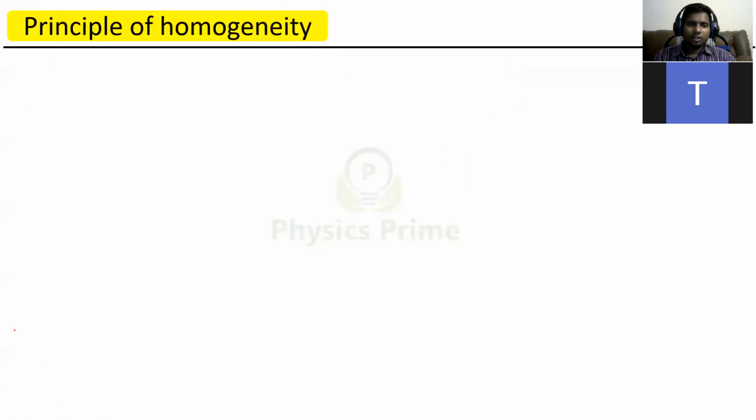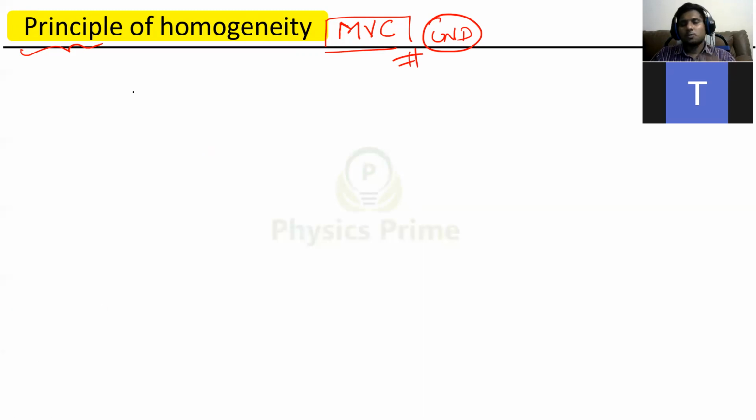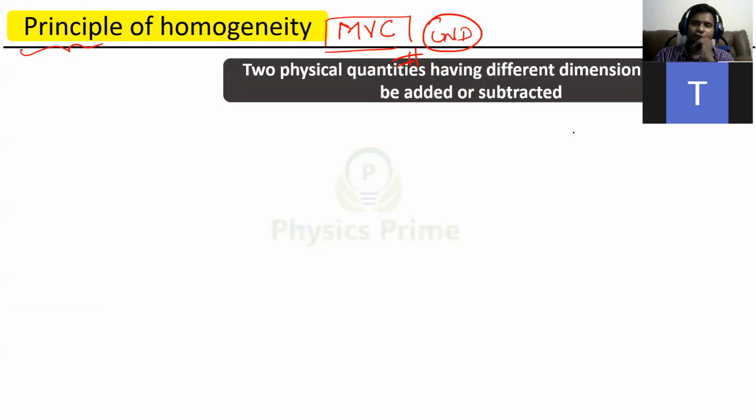Now, the principle of this is one of the most valuable concepts of this units and dimensions topic. Number of times examiners are fond of asking questions using this principle. What does that principle state? Two physical quantities having different dimensions cannot be added or subtracted.